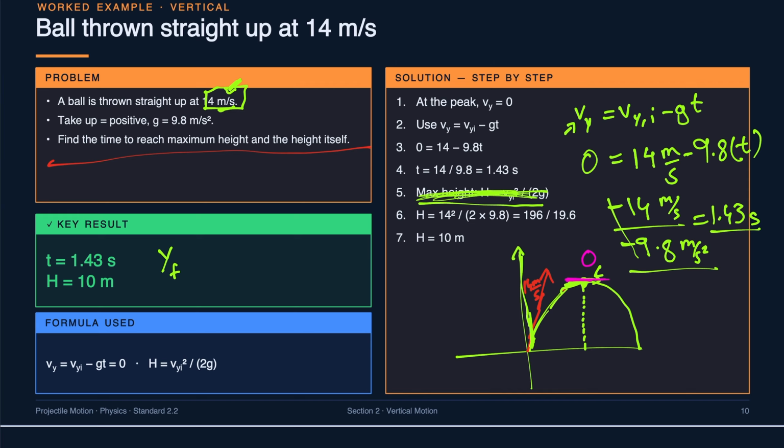yF is equal to y initial, which is 0, plus vi t. vi is what? 14 meters per second times time, which we know is 1.43, plus 1/2 a t squared, or minus 1/2 times 9.8 times 1.43 squared. If you plug all of this into your calculator, which I'm going to do right now, it should work out to become the same answer.